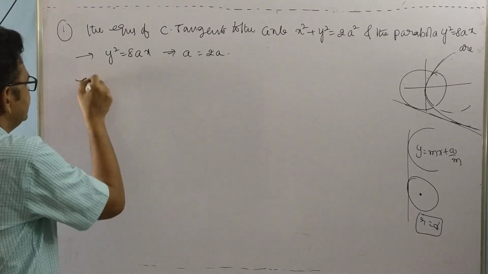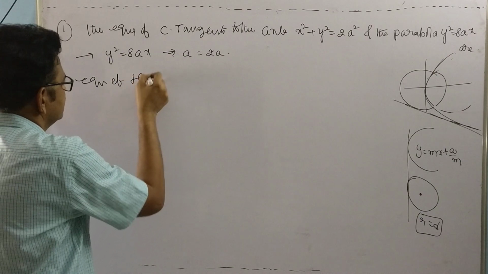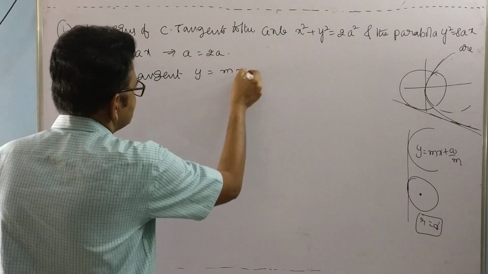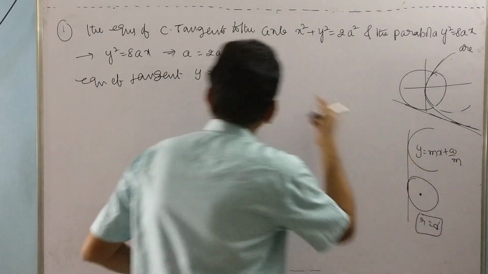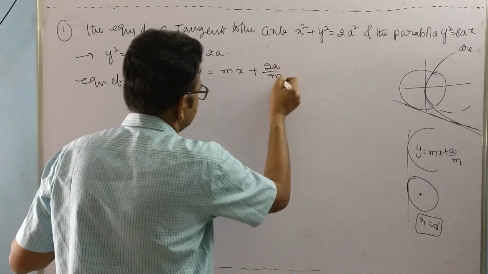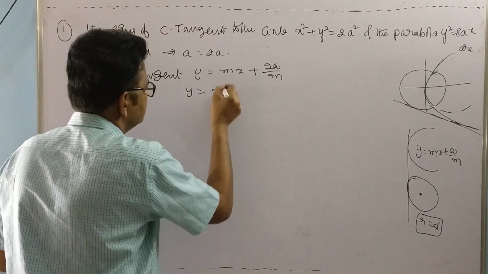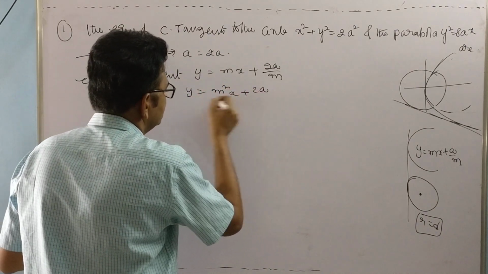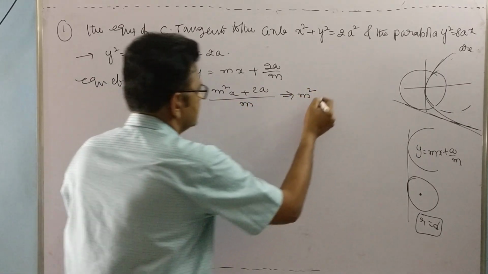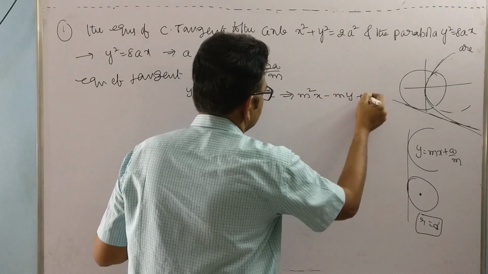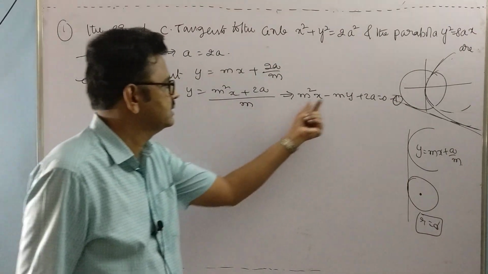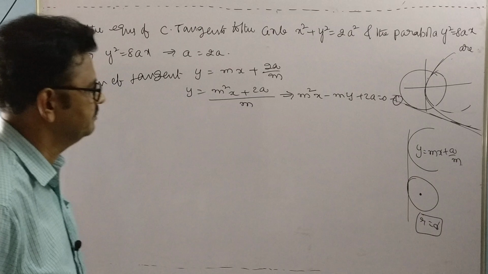So equation of tangent to the parabola in slope form, y is equal to mx plus a by m formula, where a is here 2a, 2a by m. So y is equal to mx plus 2a by m. That is m square x minus my plus 2a equal to 0. So this is ax plus by plus c equal to 0 form.